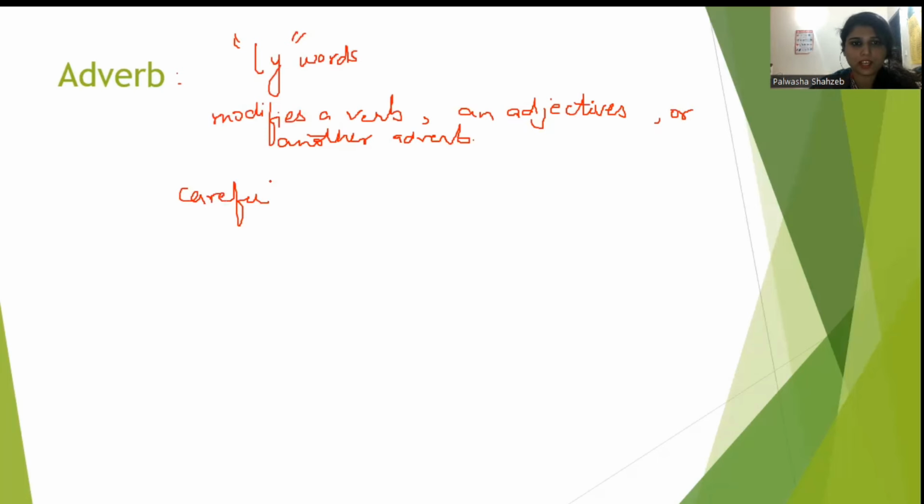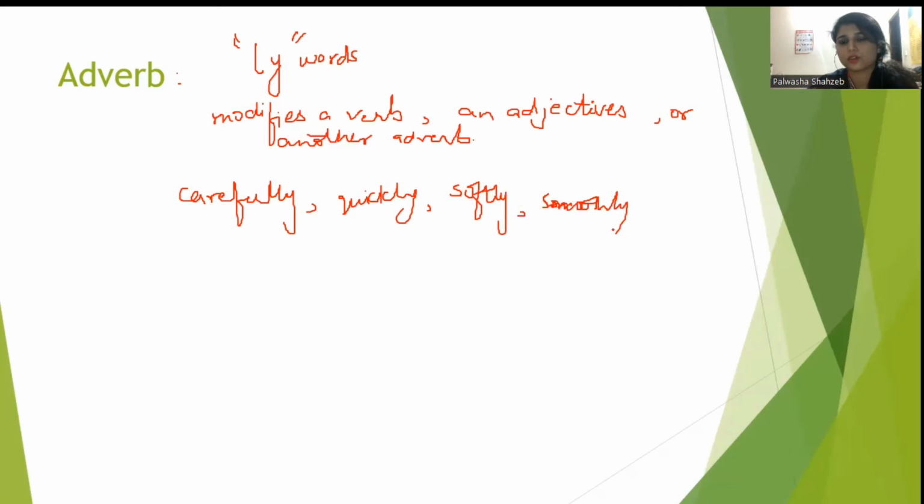So the first example is carefully. Then quickly, softly, smoothly. Okay, so this is going to be the example, but there are other adverbs as well. For example, there are degrees of adverbs where we have to talk about adverb of time, manner, action, place. Inside, outside is an adverb of place. Of course, we will be doing a grand session on the types of these parts of speech. But in a nutshell, adverbs end up in the ly words.